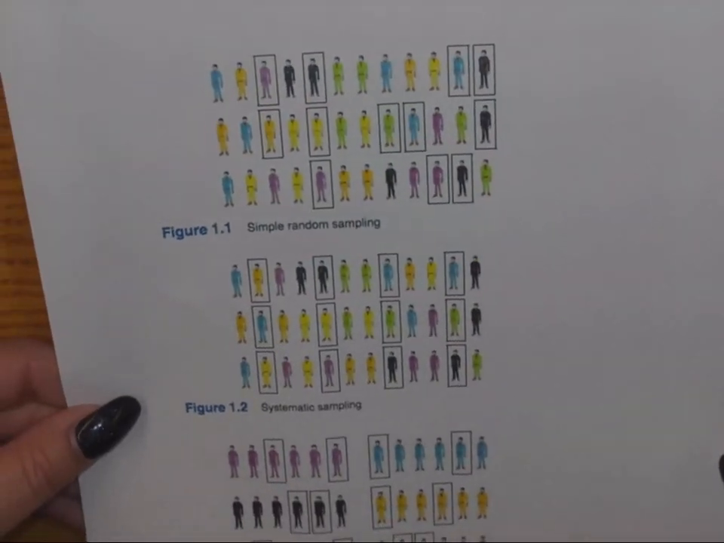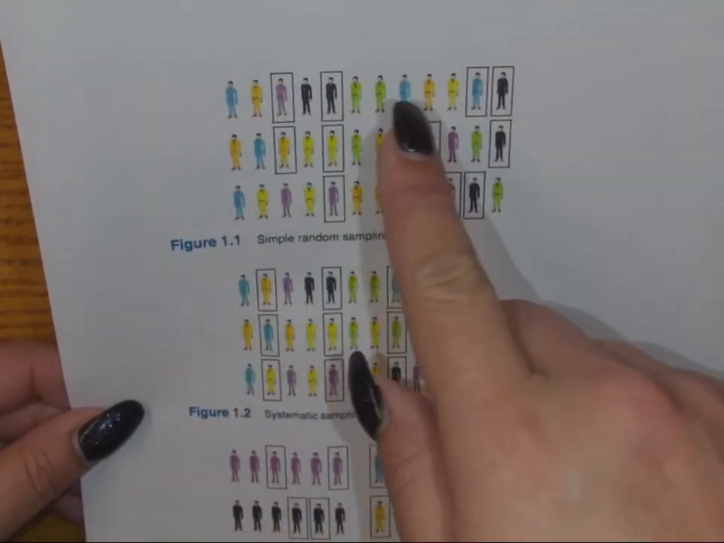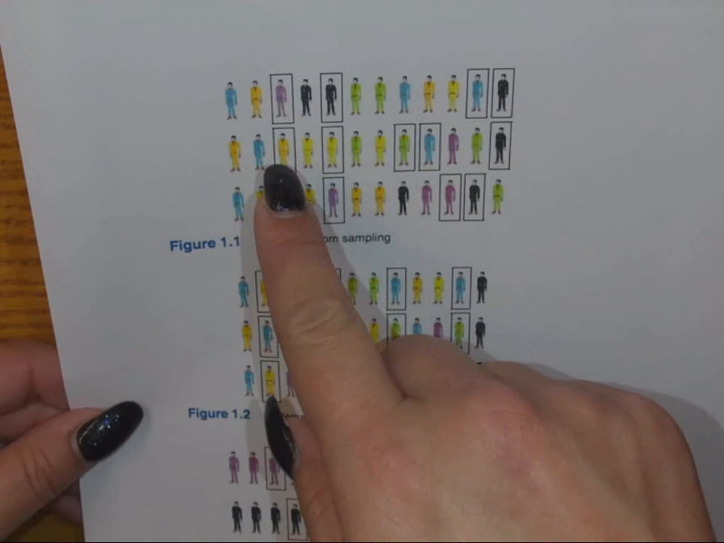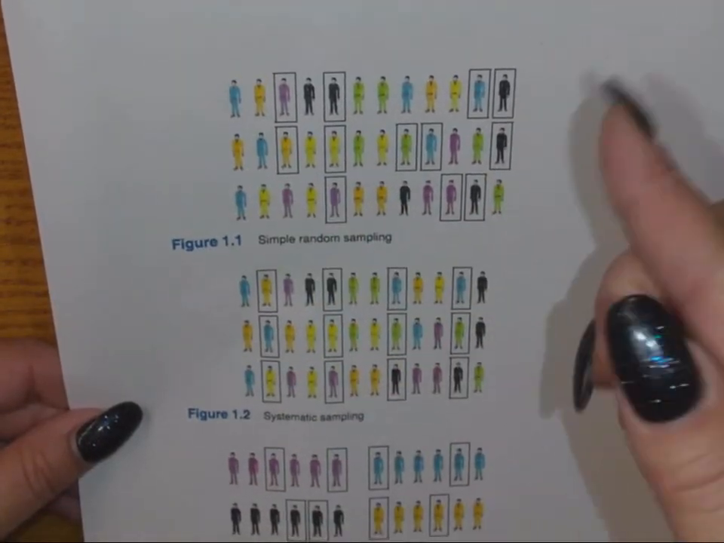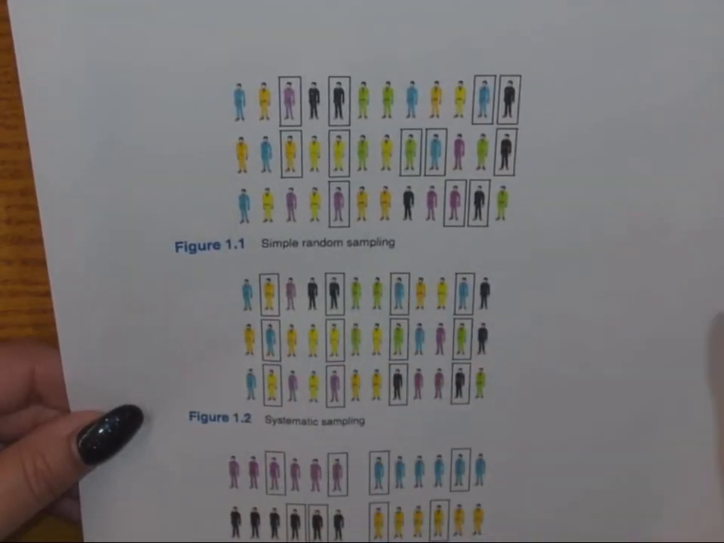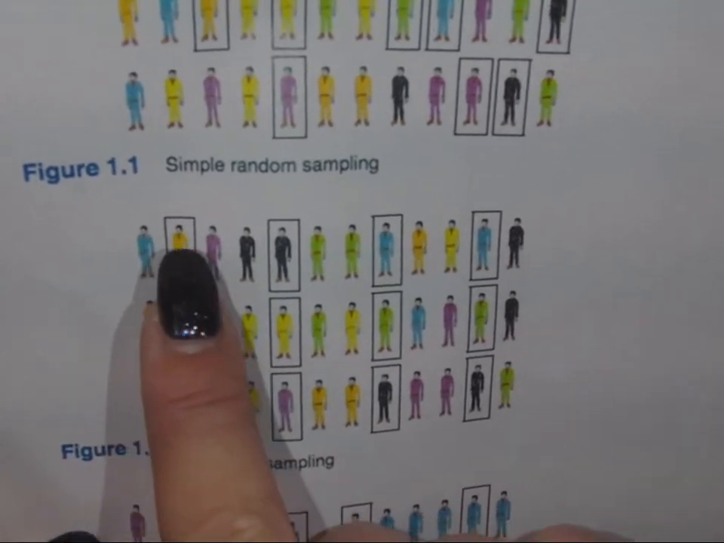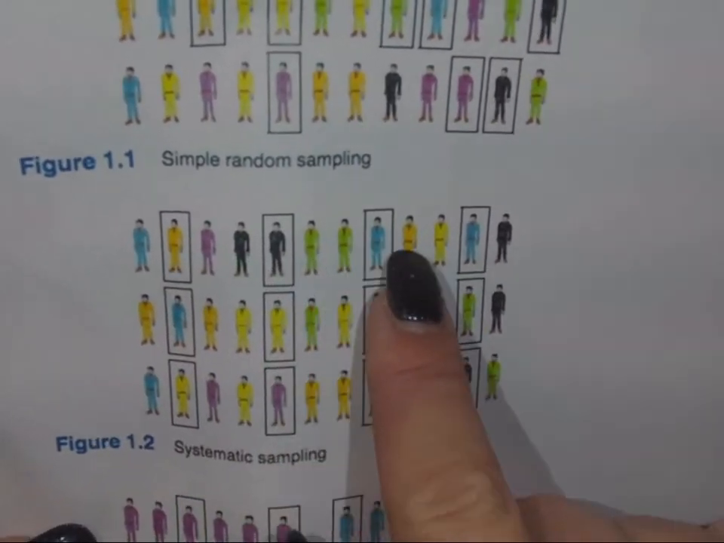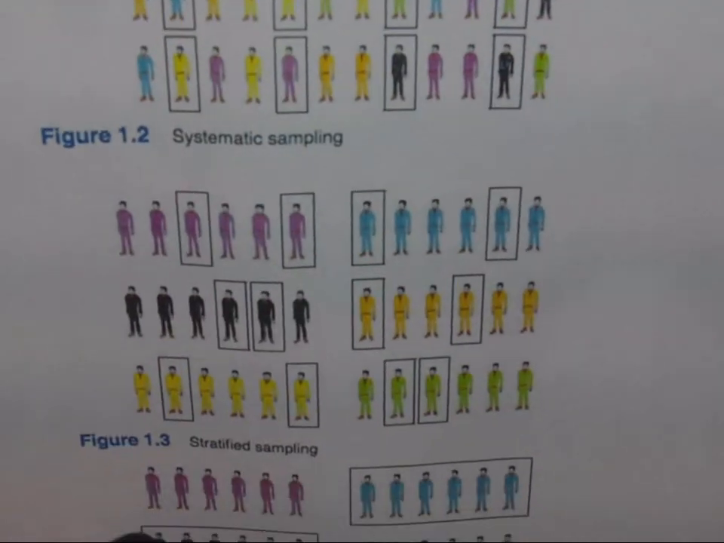Here's another visual for what this looks like. So random, there's no pattern for the ones we're picking. There's guys in yellow tracksuits, there's guys in purple tracksuits, black tracksuits. So there's no pattern for how I pick them in the simple random. For the systematic, it's clear. I started with the second guy, and then I went every third. 1, 2, 3, 1, 2, 3. Very systematic. There is a pattern, right?